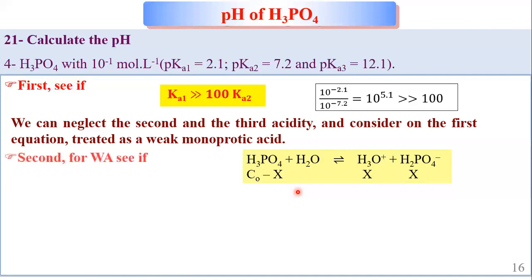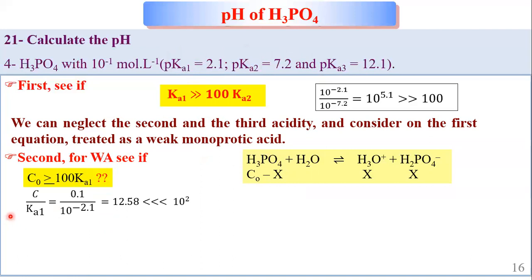So what's my next step, really? I decided this is a weak acid, and the next step is to see if the initial concentration in my solution is greater than 100 Ka, but not any Ka. This is the Ka1 for this acid. Because we are given 3 Ka values, which Ka value do I use? I only use the Ka1 because all the rest we said is insignificant. Well, you're all experts at this now. Take the initial concentration divided by Ka1 and see if that is greater than 100. Is it? Well, it's not.